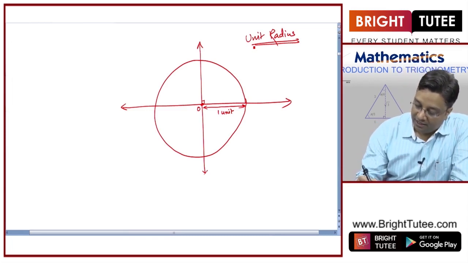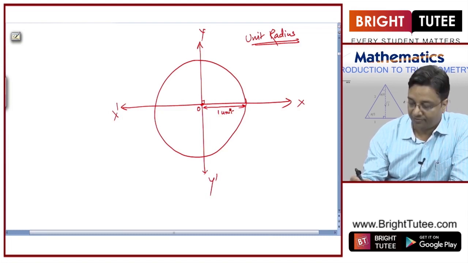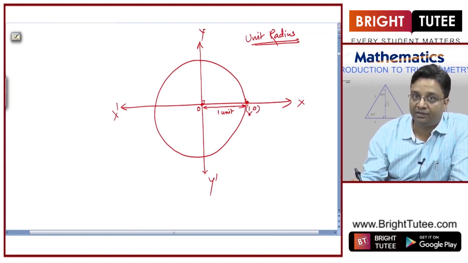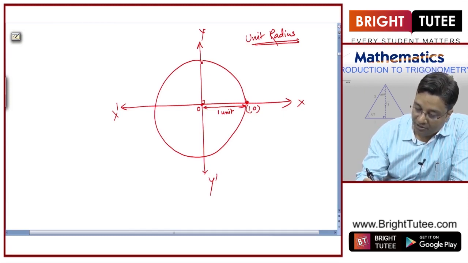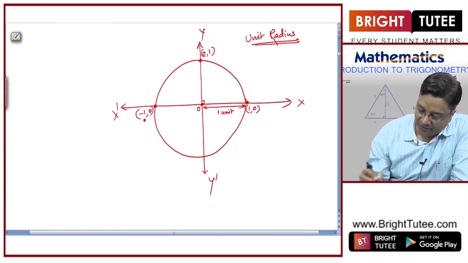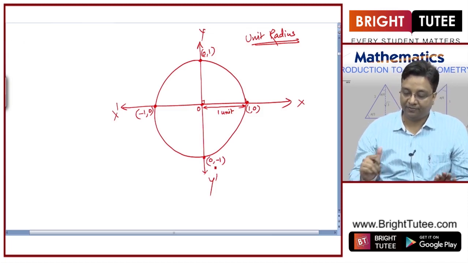Okay. Tell me, if let us say this is x axis, this is y, x dash, y dash. If this is 1 unit, what will be the coordinates of this point? This will be 1, 0. Y coordinate is obviously 0, x coordinate is 1. So what will be the coordinates of this point? X coordinate is 0 here, y coordinate is 1. Similarly, what are the coordinates of this point? Minus 1, 0, and this point is 0, minus 1, right. Up till now it should not be difficult for anyone, right.